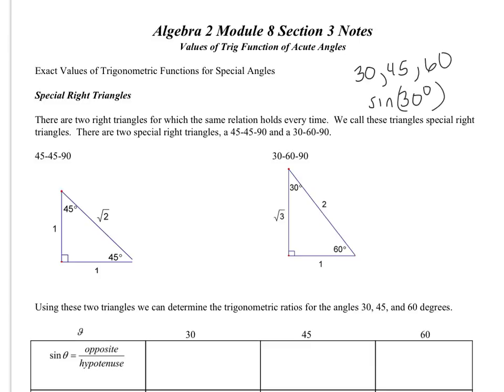without typing it in our calculator, and finding what's called the exact value. So all of our things in a calculator are approximations because they're decimals. So we're going to try to find the exact values of these special angles.